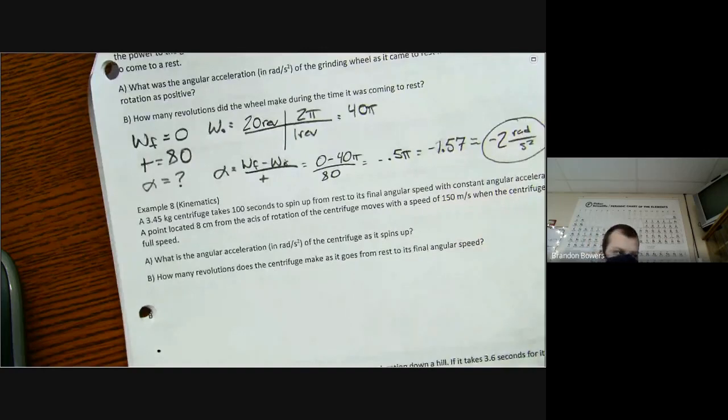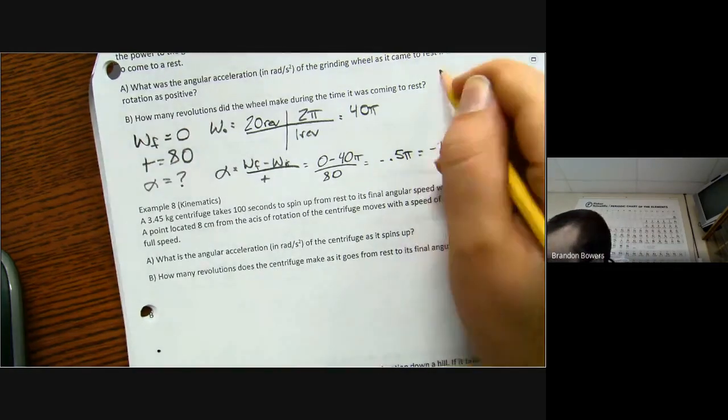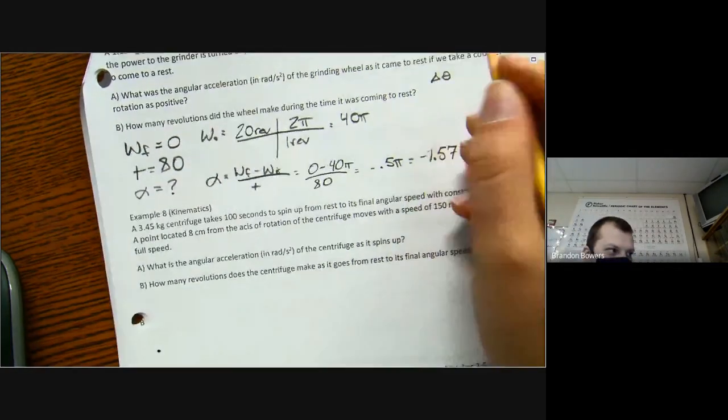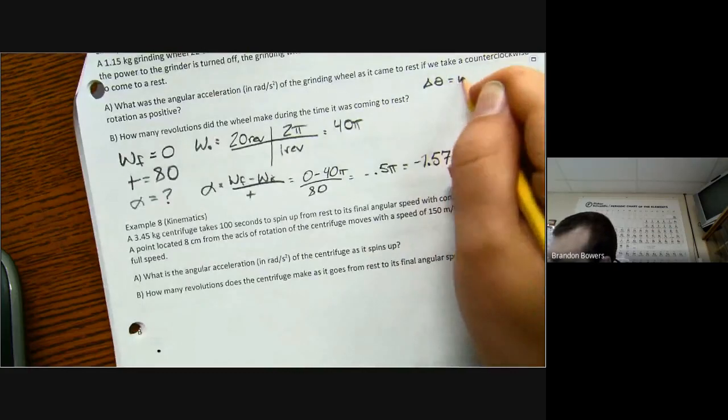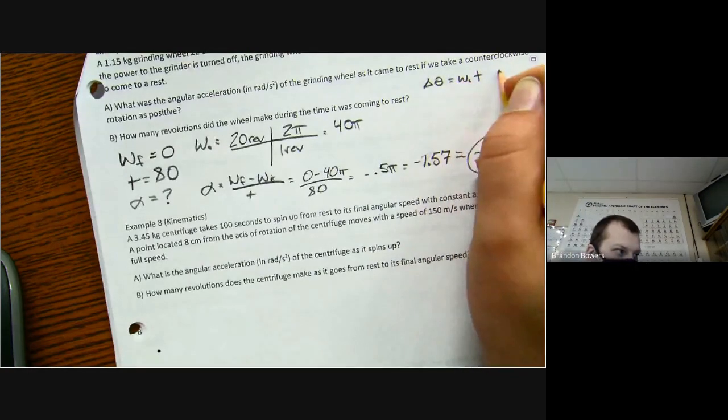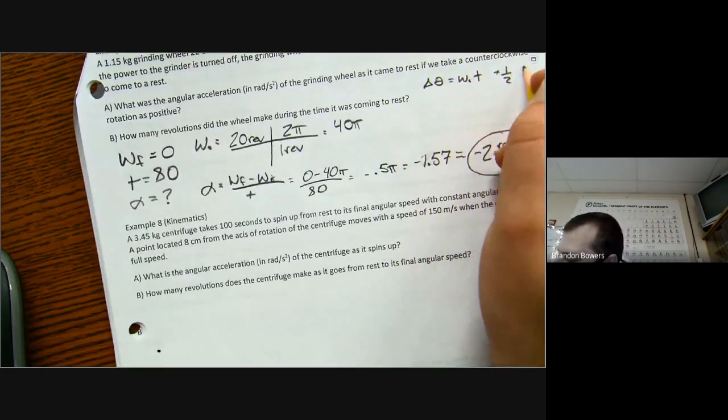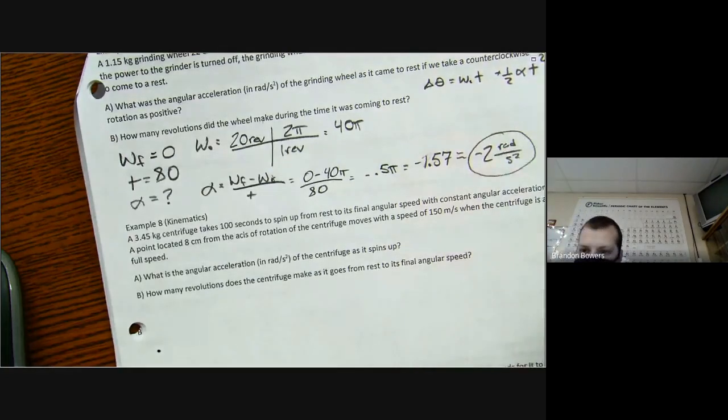Then it says how many revolutions? What equation? So we know our alpha. We have to go to theta. What equation are we going to use? We have to solve for the change in theta: theta equals omega initial times time plus 1/2 alpha times time squared. Did I hear that right? Yes.